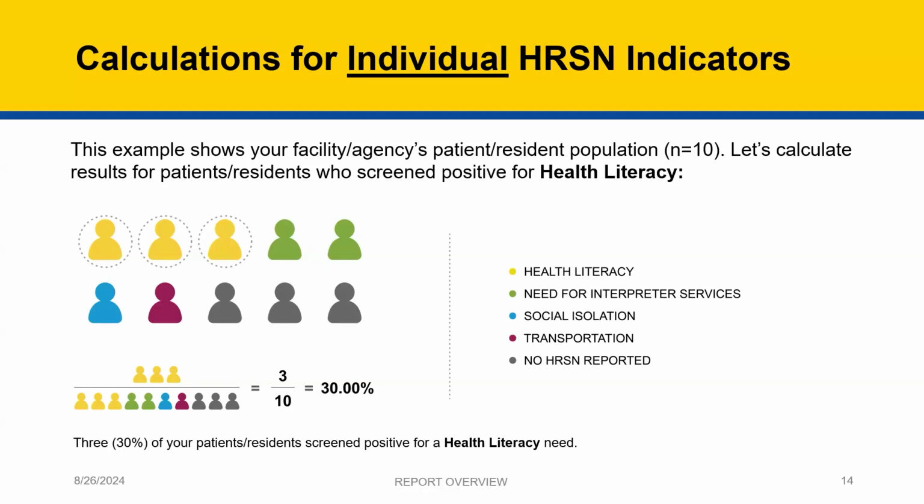The numerator is equal to the count of patients or residents who screened positive for health literacy, which we calculated as 3, and the denominator is your facility or agency's total patient or resident population size, which in this case is 10. Dividing the numerator by the denominator and expressing as a percentage, we get a rate of 30%. Meaning that 30% of your patients or residents screened positive for a health literacy need.